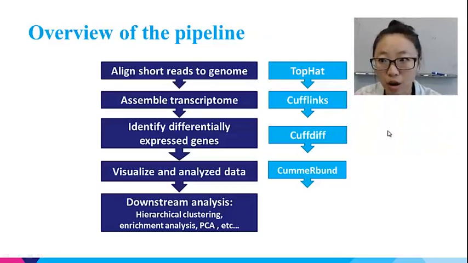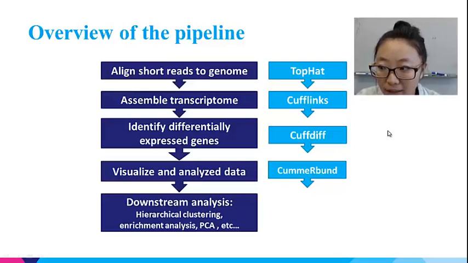This is the workflow of the RNA seq analysis pipeline. Once we get the short reads from the sequencer's output, the first step is to map them to the genome using TopHat. Here we're dealing with the situation where a reference genome for the organism is available and well annotated. If no reference genome is available, we will need to assemble the transcriptome using the de novo method. The details of the de novo transcriptome assembly can be found in the reference.